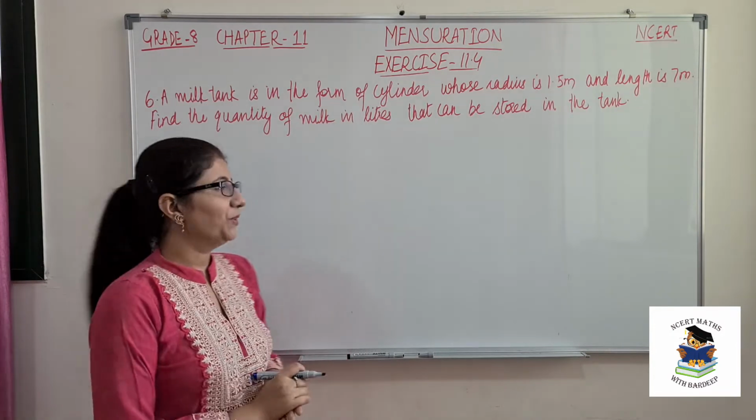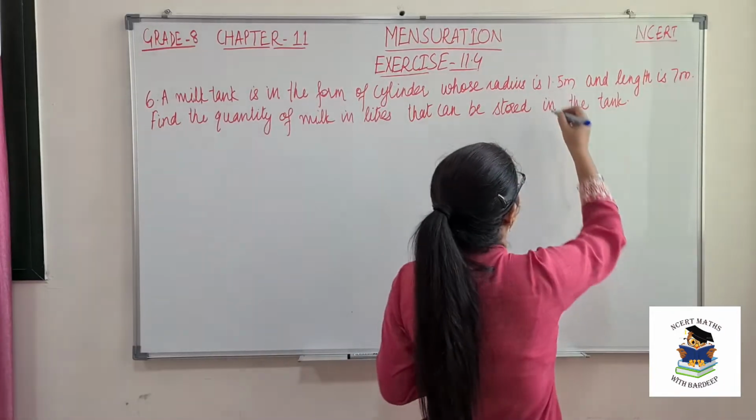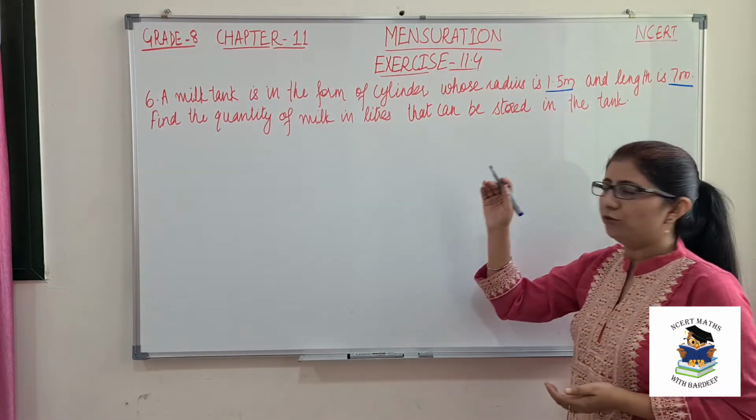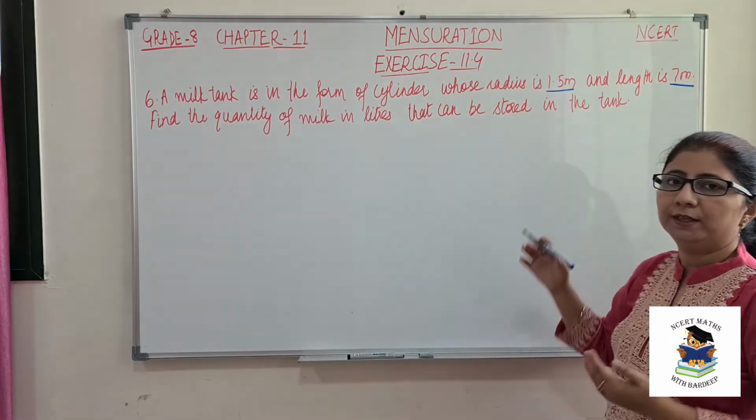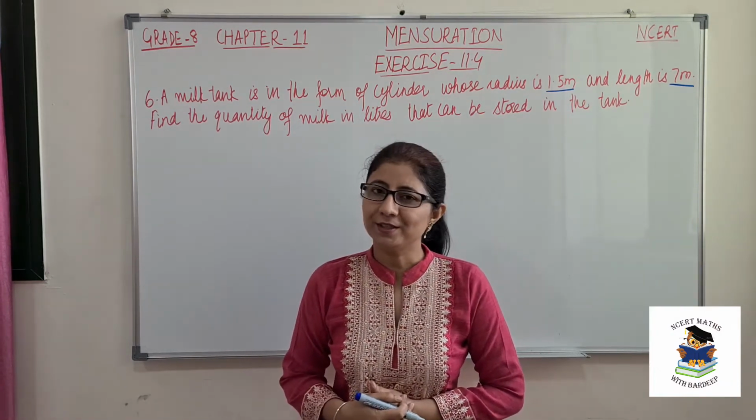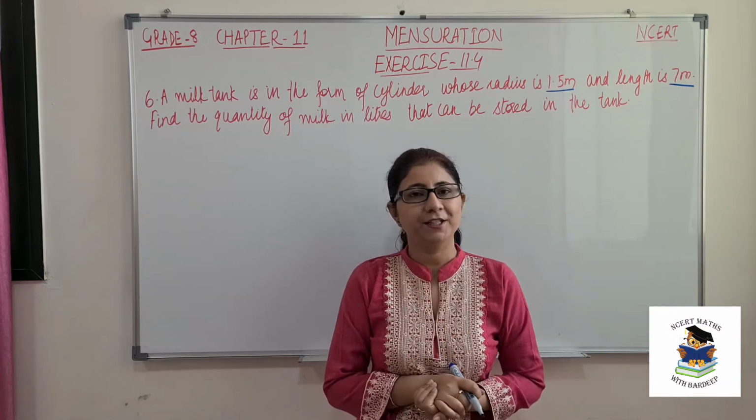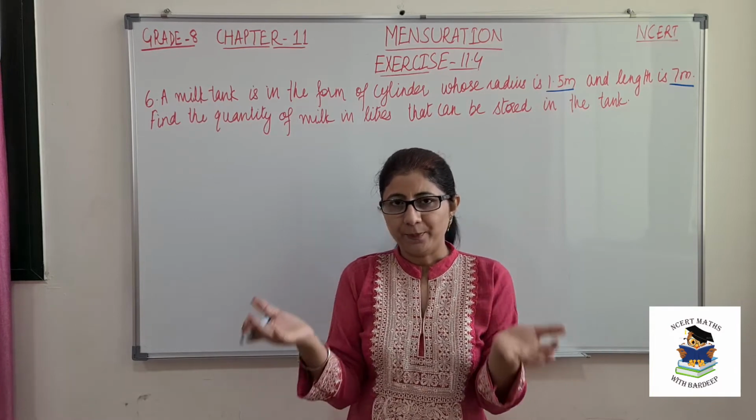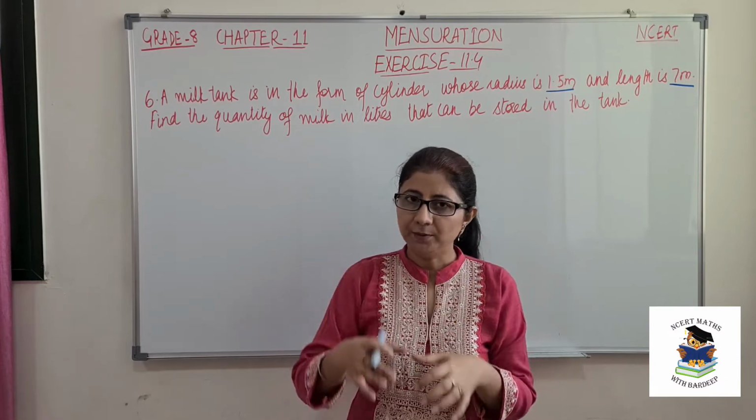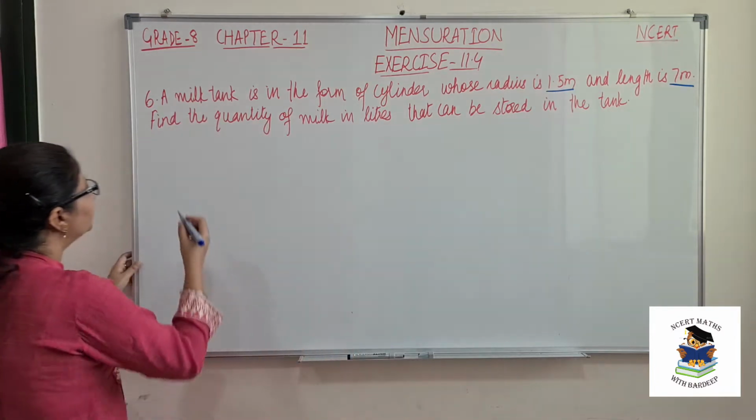So let's see our 6th question. A milk tank is in the form of cylinder whose radius is 1.5 meter and length is 7 meter. Find the quantity of milk in liters that can be stored in the tank. So again in this question we have to decide whether it is volume or surface area. Again, quantity of milk to be stored inside the tank is required. So quantity means capacity. What is the capacity of that tank in which we can pour the milk? So capacity is again volume. So we have to find volume.